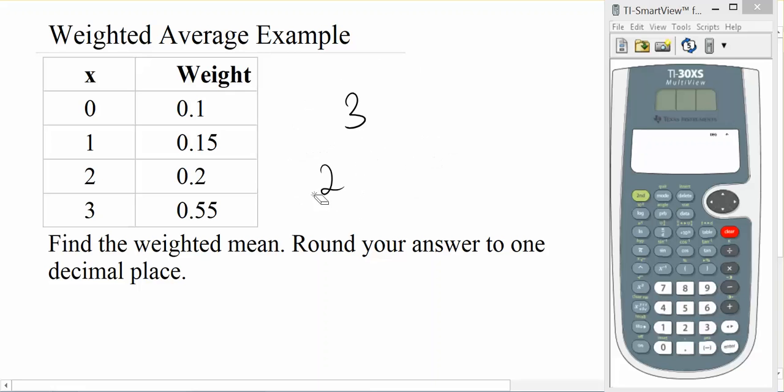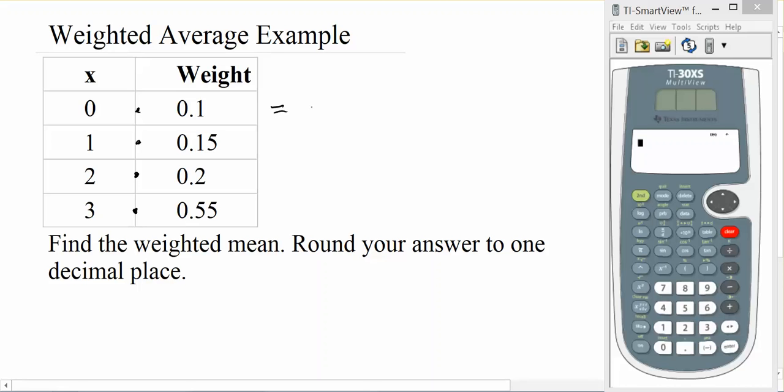So let's talk about how we calculate one of these weighted averages. One way to do this by hand is to multiply the value and the weight together and then divide by the total weight, where in this case all of our weights add up to 1, and so that's all right.